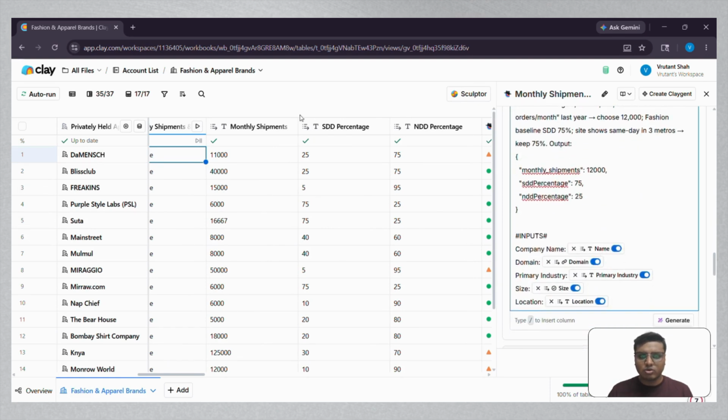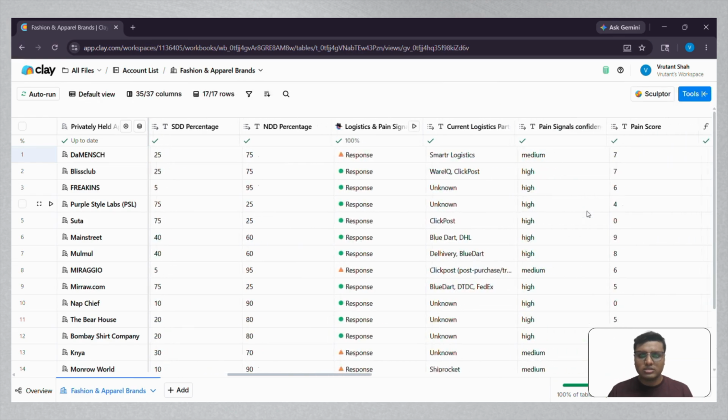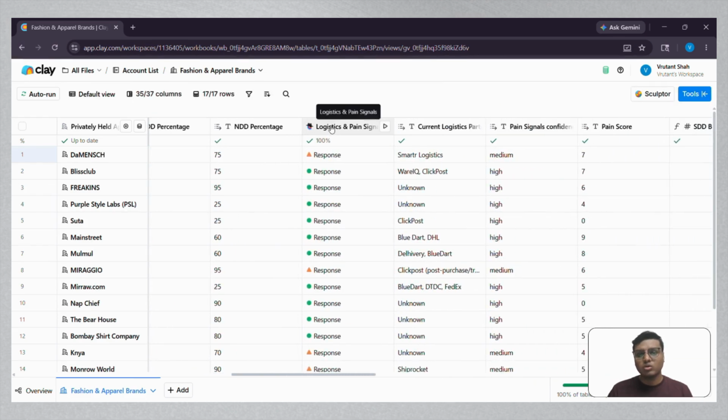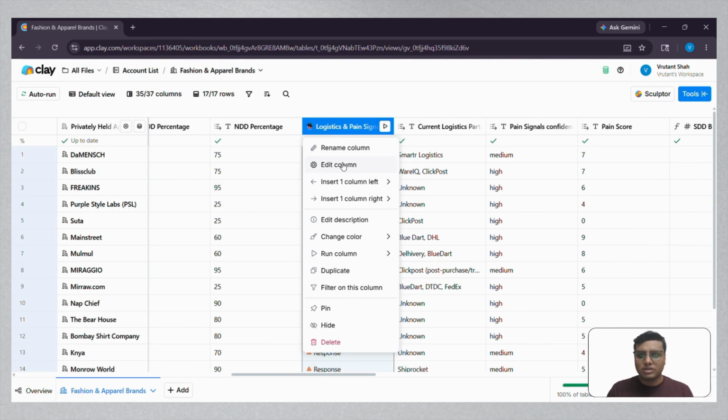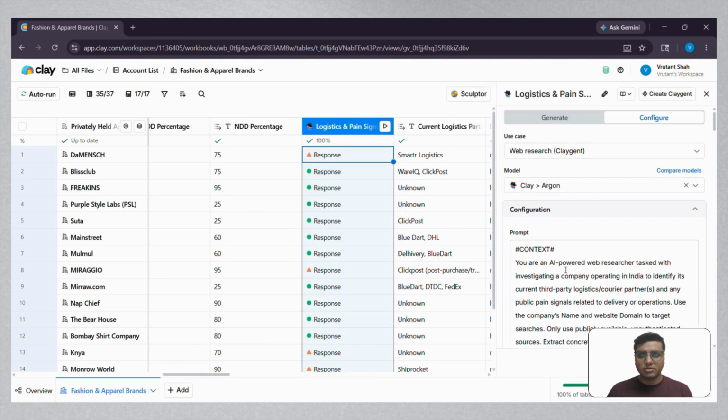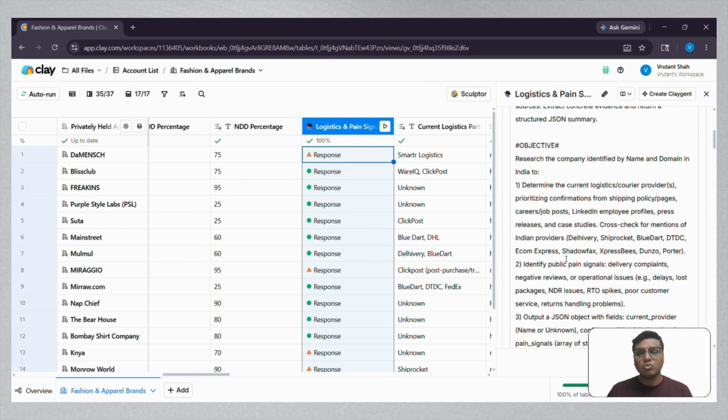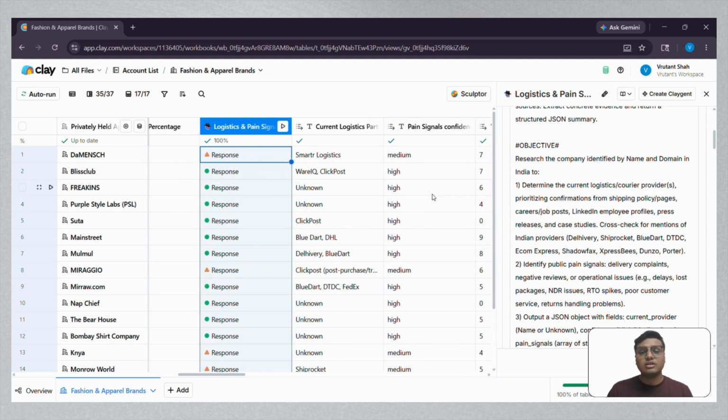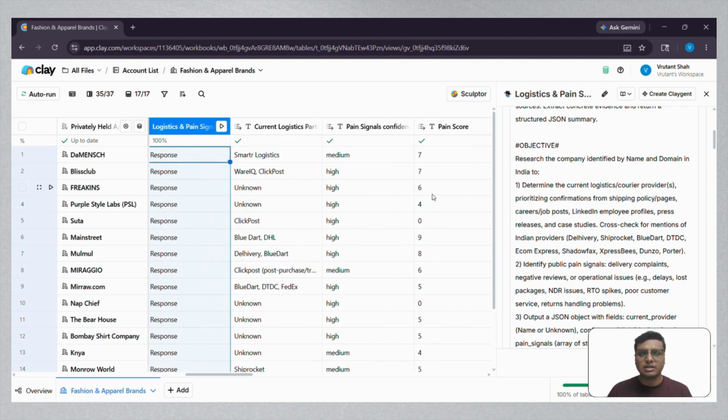And finally, I have my output here as well. Next up, we are using AI to do one of the most valuable parts of our engine. That is, we are identifying who your prospect is currently using as a logistics partner, and it also surfaces any pain signals that it is able to get.